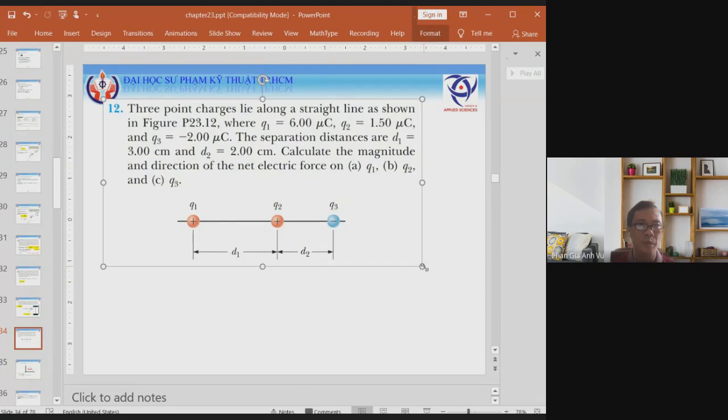We have 3-point charges lying along a straight line as shown in the figure, where Q1 is 6 microcoulomb, Q2 is 1.5 microcoulomb, and Q3 is minus 2 microcoulomb. The separation distances are d1 and d2. Let's calculate the magnitude and direction of the net electric force on A, Q1, B, Q2, and C, Q3. Okay, so let's start with part A. You have 5 minutes for A.